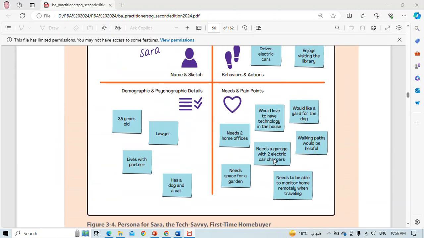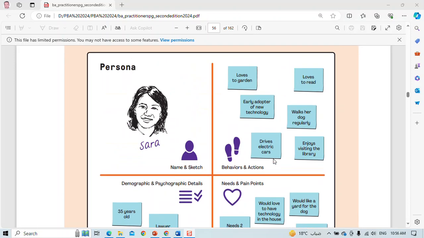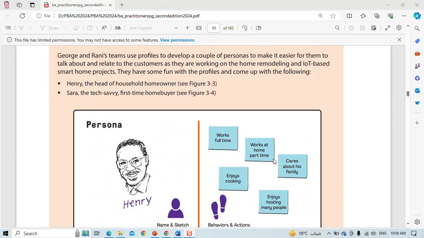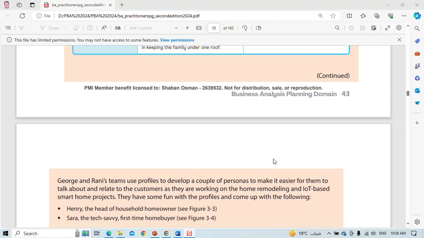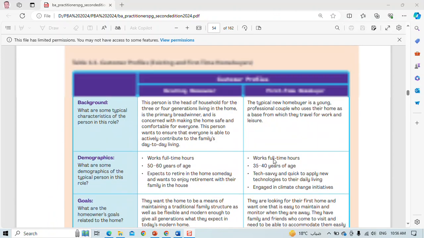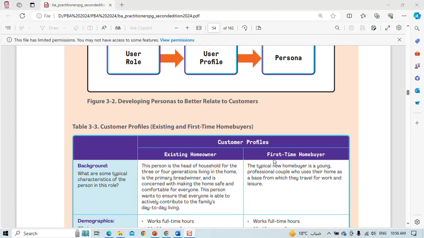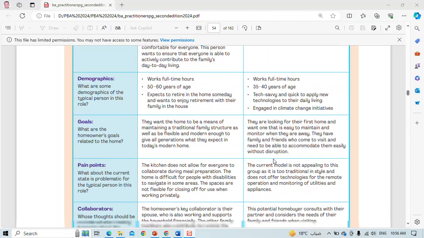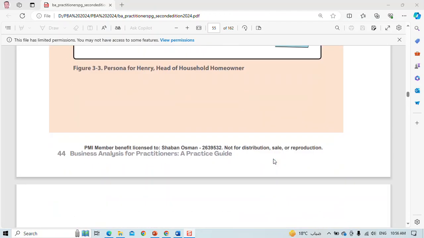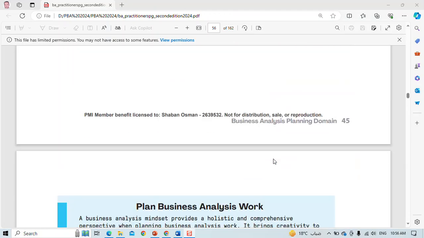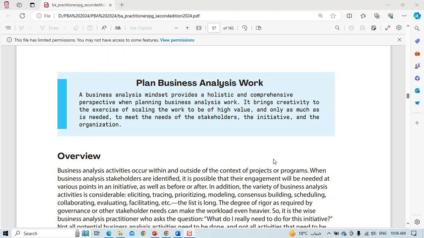So actually these are examples of personas and the onion diagram to identify and assess stakeholder characteristics. Thank you so much for listening to me, and I hope to see you in the next session, which will be about how to develop a business analysis work plan. Thank you.